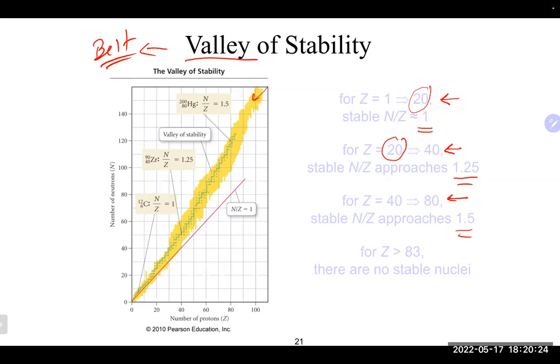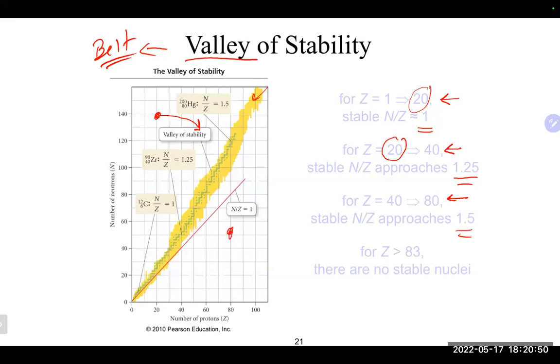Now, it will go through either, as we saw there, a beta emission, positron emission, or electron capture. Will that perfectly fix it? The answer is sometimes it will and sometimes it will not. But what you will see, for example, is if you are on this side of the valley, when it goes through that emission, your new nuclide should be moving down towards it.